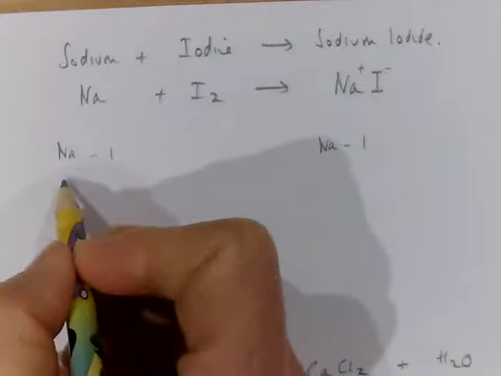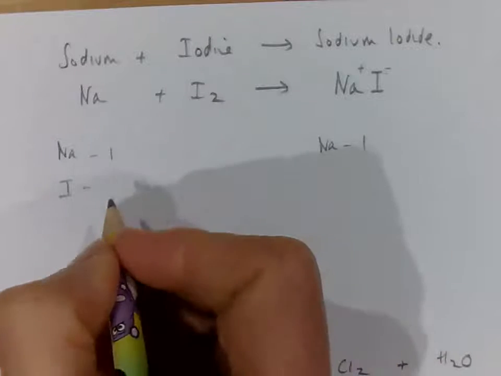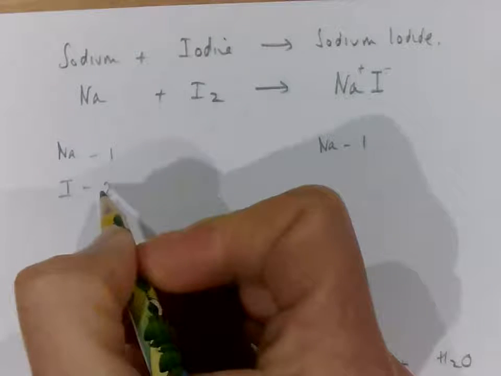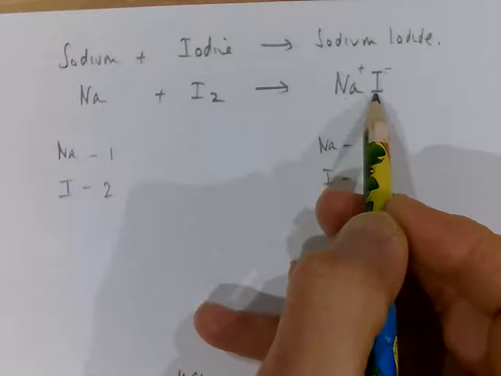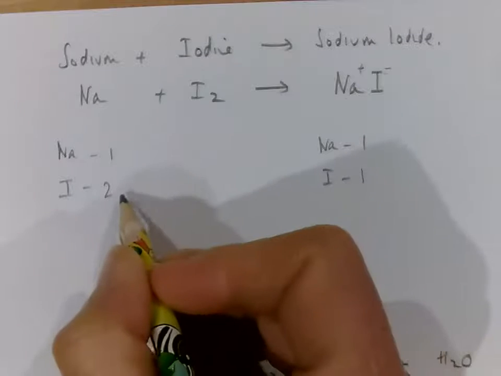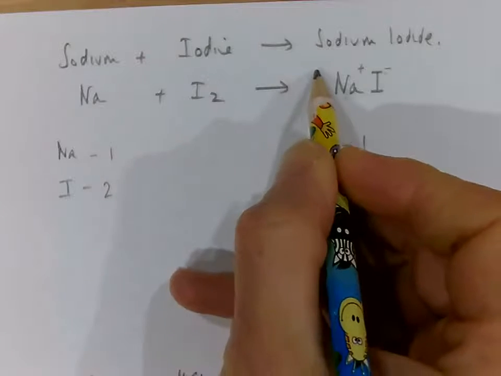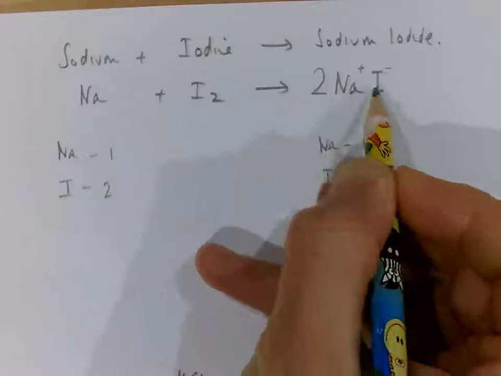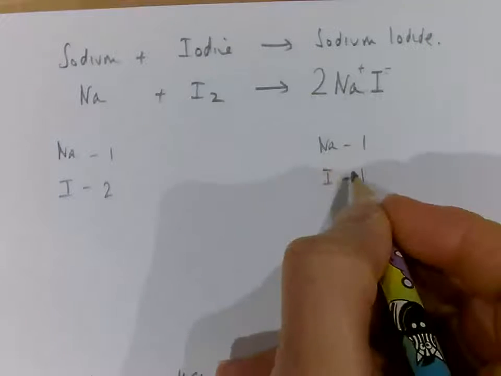Now I'm going to try my iodine. On this side, I have got 2 iodine atoms. On this side of the equation, I've only got 1. So this does not satisfy the law of conservation of mass. And so in order to have 2 iodine atoms on this side, I have to put a big 2. So now I've got 2. I'm happy there.